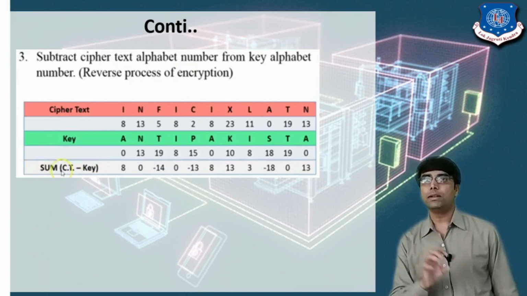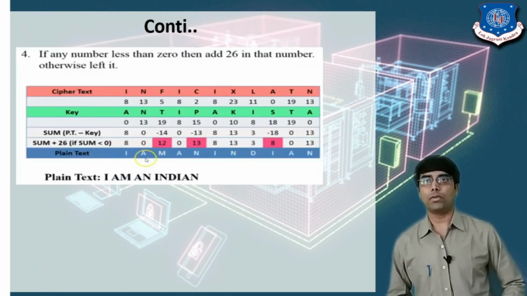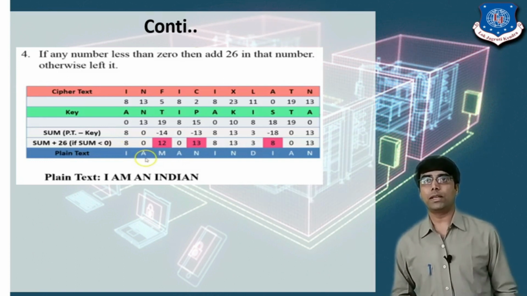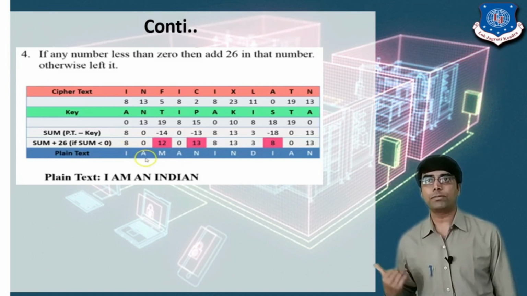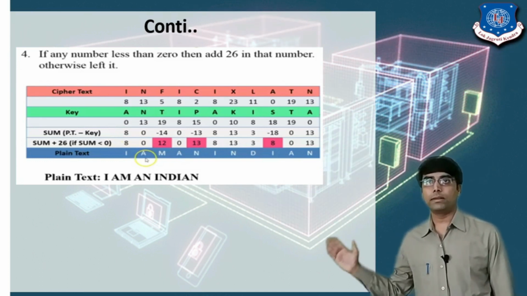So now here again negative values are there. You cannot consider a negative value, so you will convert it into a positive value. For that you have to add 26. So 26 minus 14, you will get 12.